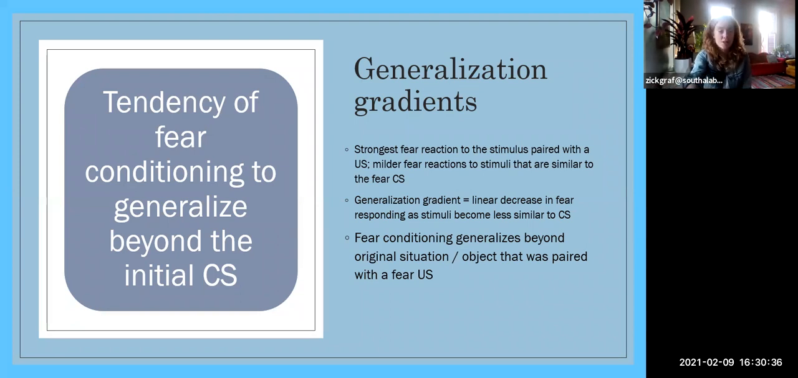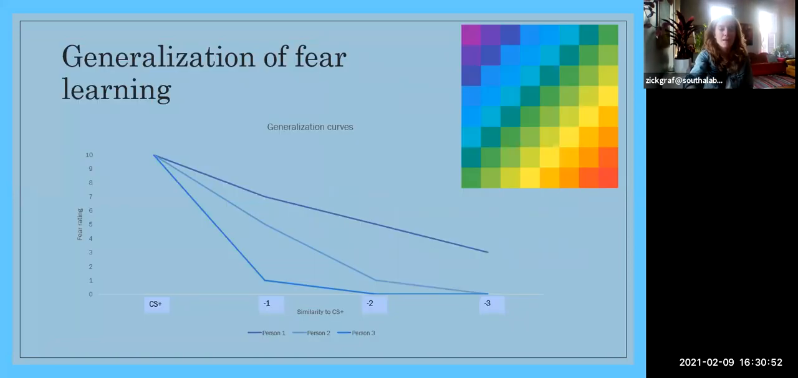And a term for this is a generalization gradient. So this is the linear relationship between a person's conditioned fear response and the lessening degrees of similarity of stimuli to the original conditioned stimulus.